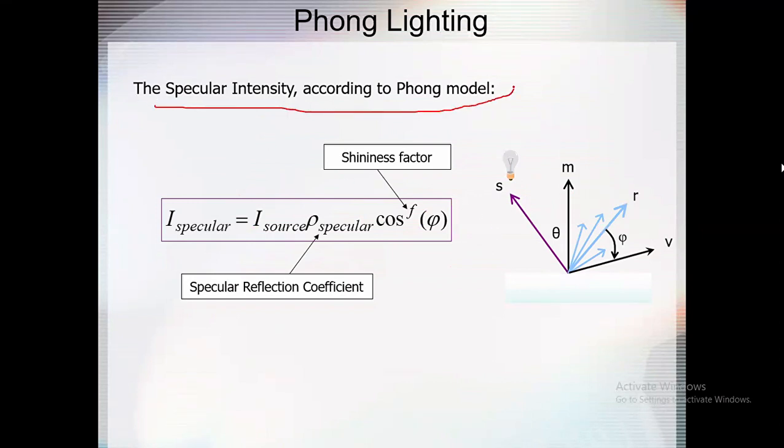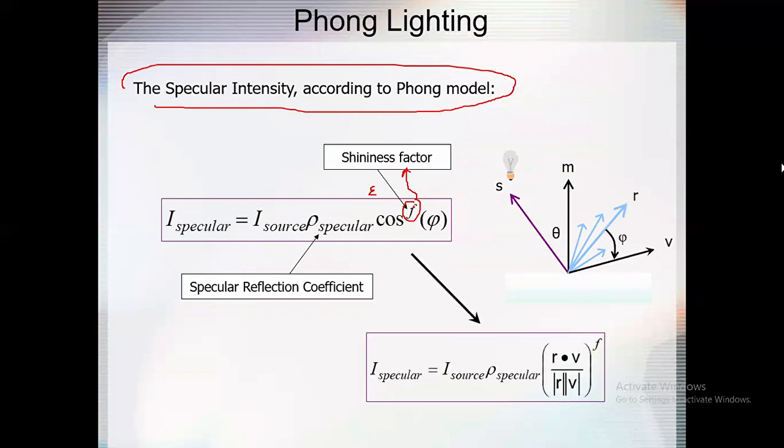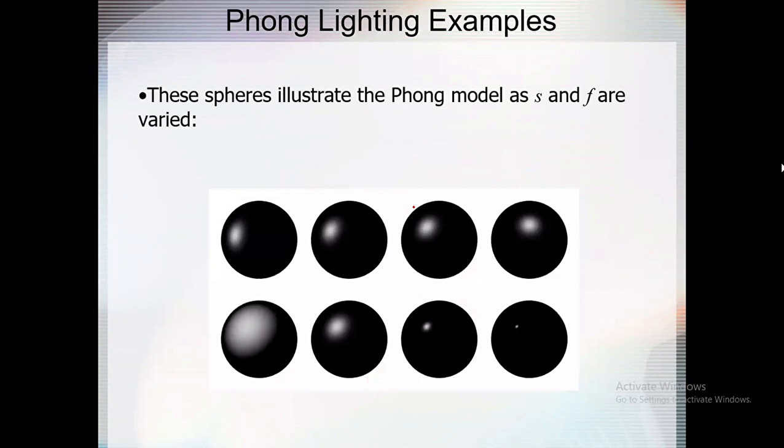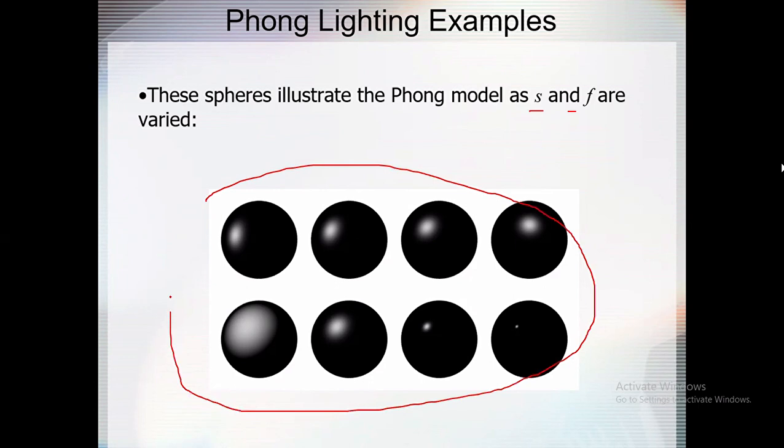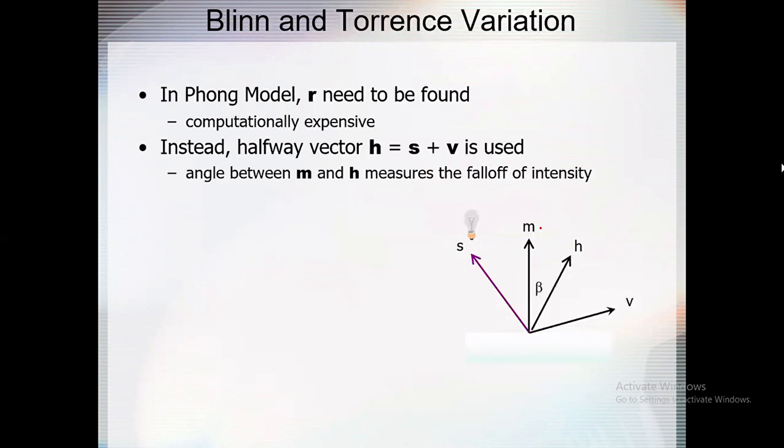That's why for the Phong lighting model, we need to change the equation just for this one. And this is called the shininess factor. Earlier you saw this as epsilon, and now it becomes F because of the shininess factor. The same things, the same equation. There we write SM, here we write RV, and this shininess factor varies over S and V. Look, many different variations have been created from this lighting example. Now the Blinn and Torrance variation.